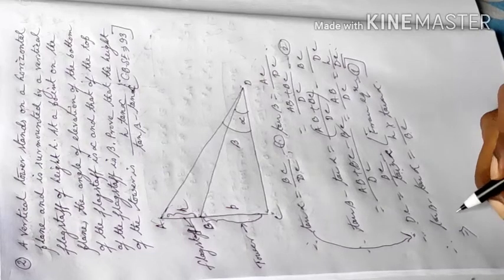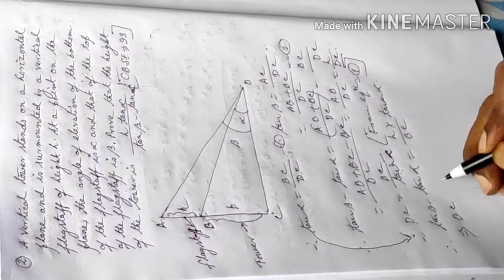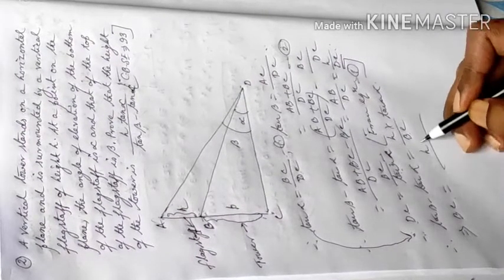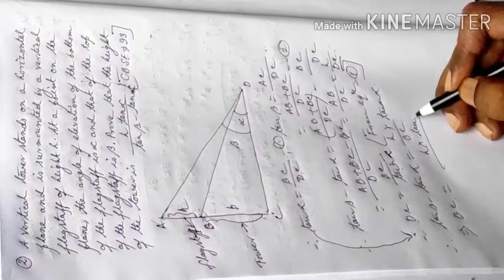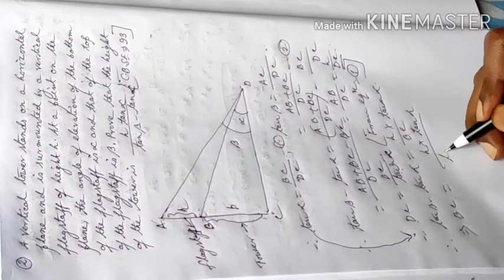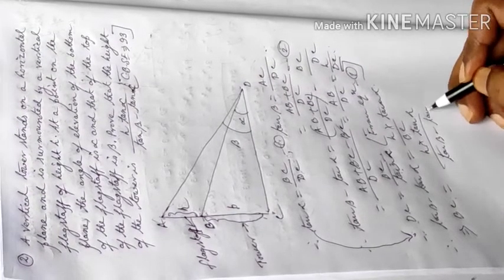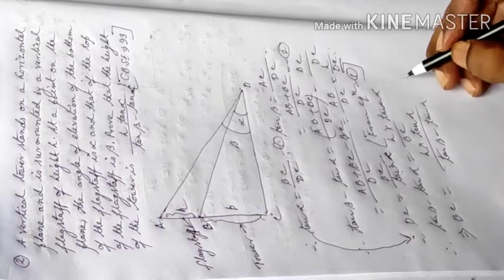So BC, which means the height of the tower, is equal to H into tan alpha by tan beta minus tan alpha.